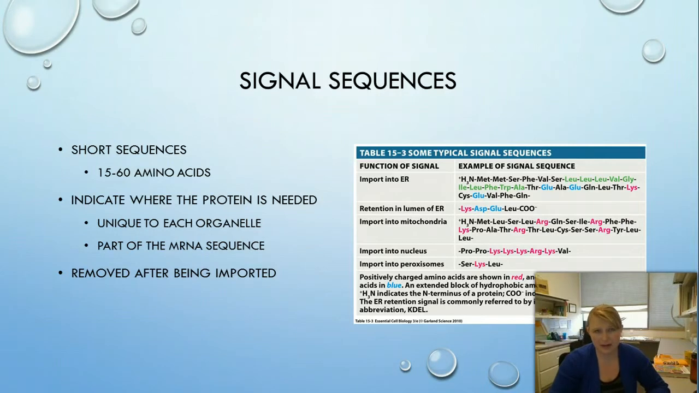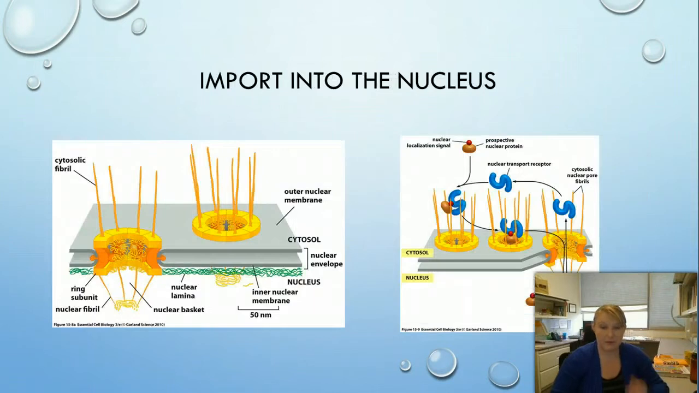And they're part of the mRNA sequence, so this all comes back to the gene. If the gene gets messed up, then the signal sequence can be messed up, and then the protein may not end up in the right place. Even if it's fully functional, it could end up in the nucleus instead of in the ER. So it's really important these signal sequences aren't messed with. They all have variable lengths, as you can see here, and after they're imported into the organelles, they're always removed to be fully functional.